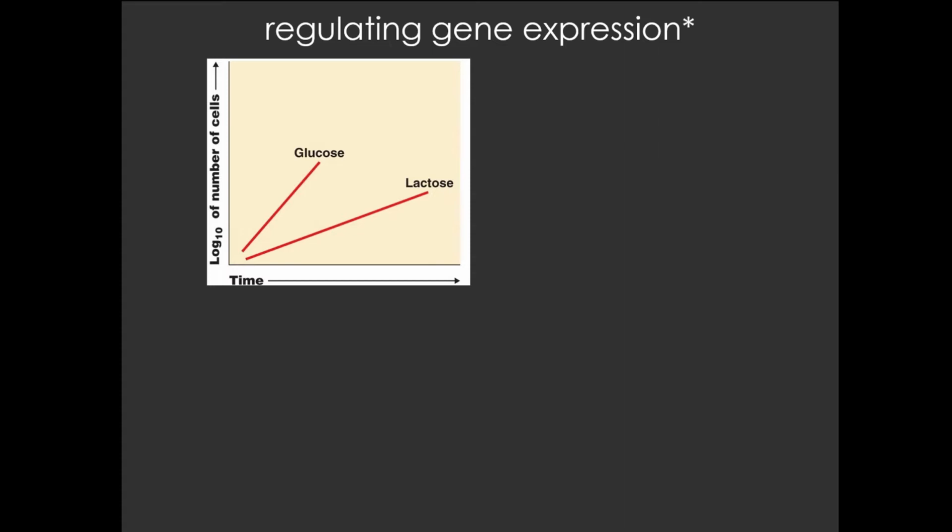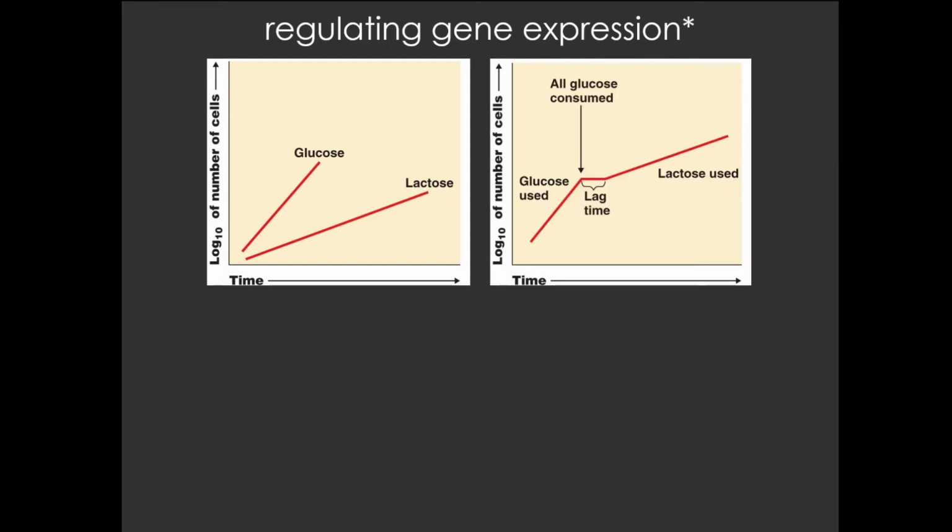Now, if you looked at these two pieces of information, you might think that if you fed those cells glucose and lactose, you would end up with a growth curve that kind of split the difference between the two. But in fact, when you look at what goes on when you actually feed these bacterial cells glucose and lactose at the same time, you get something very interesting.